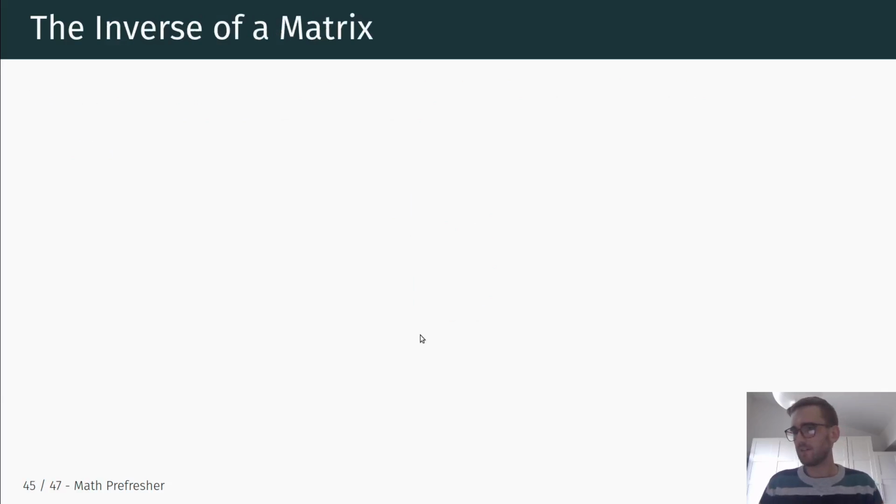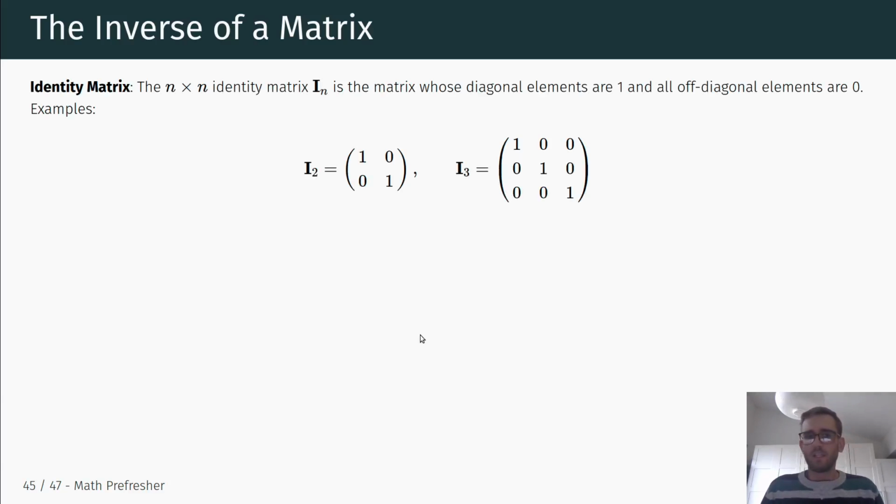So yeah, the last topic, or second to last topic, is the inverse of a matrix, and that's another important concept that we will mention many times when we derive OLS using matrix algebra. Before we start talking about the inverse of a matrix, we have to talk about the identity matrix. And what we mean by an identity matrix is the following.